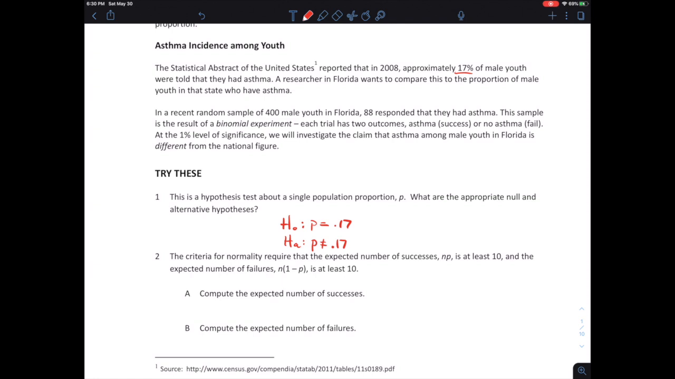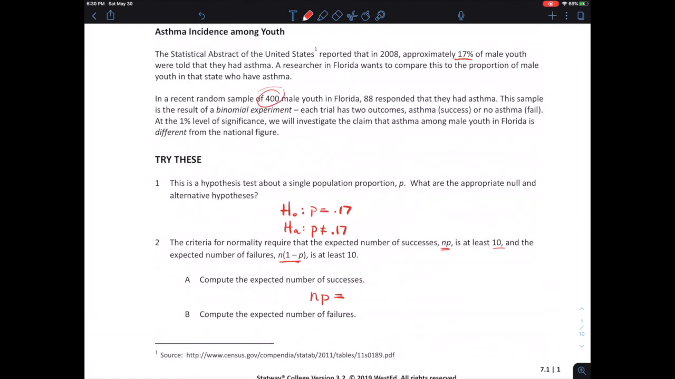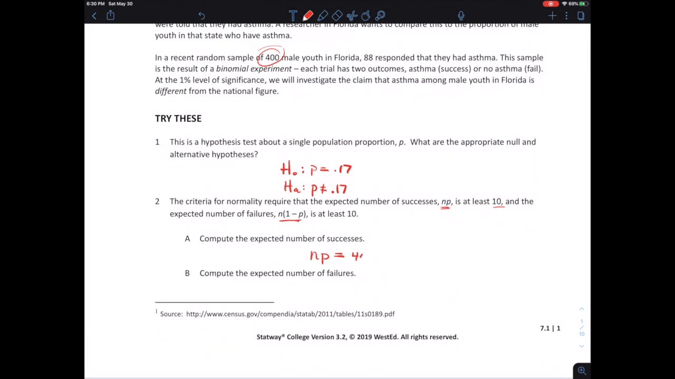So we've done this hypothesis test before. Okay, now, as before, there were criteria for normality because we're going to use the normal distribution on this, and that is that the expected number of successes, np, has to be at least 10. Also, the expected number of failures, n times 1 minus p, has to be at least 10. So the expected number of successes, np, is, if you look back, there were 400 male youth, so that's n, times p, which is 17%, and so we're just doing 17% of 400. Turns out that's 68, and of course that's greater than or equal to 10.